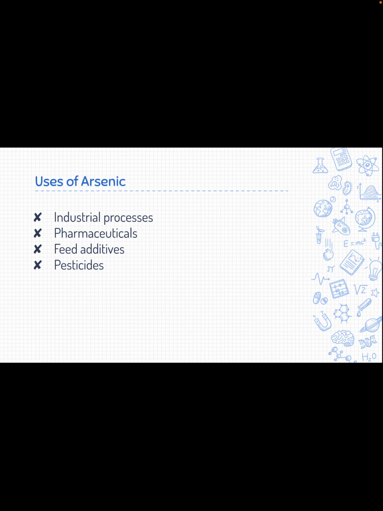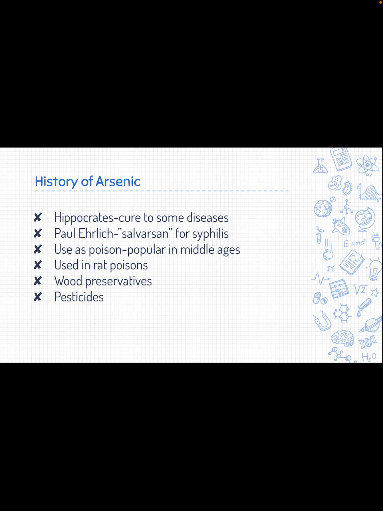Arsenic can be used in a number of ways. It can be used for industrial processes, pharmaceuticals, feed additives, and even pesticides. So I'm going to get into a little bit of a history of arsenic. Throughout history, arsenic has come up a few different times. Hippocrates originally used it, so he said, to cure some diseases, and so he kind of put that out there as a common cure. So then people were just ingesting arsenic and hoping that they wouldn't die from other diseases, not knowing that it was actually poisoning them.